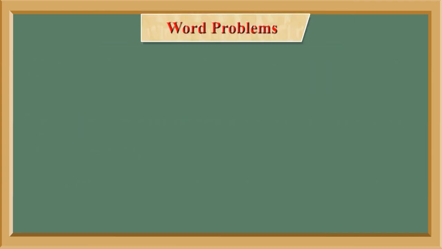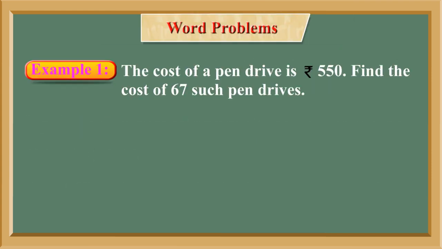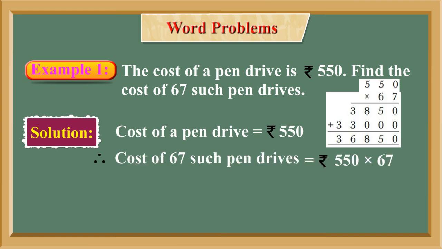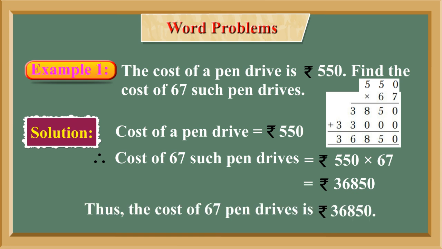Word problems. Example 1. The cost of a pen drive is Rs 550. Find the cost of 67 such pen drives. Solution. Cost of a pen drive is Rs 550. Therefore, cost of 67 such pen drives is equal to 550 multiplied by 67, which is equal to 36,850. Thus, the cost of 67 pen drives is Rs 36,850.